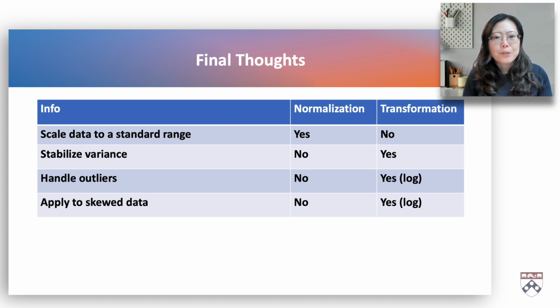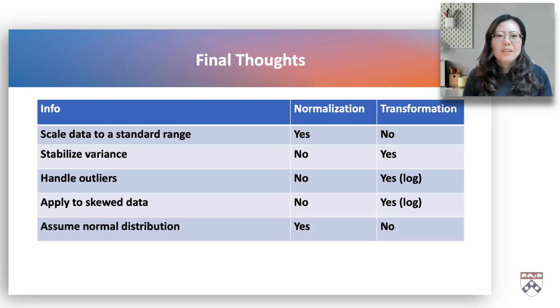Normalization does not handle skewed data distributions. Data transformation, like log transformation, is specifically designed to handle skewed data by reducing skewness and making the distribution more normal. Data normalization typically assumes that the data follows a roughly normal distribution. Data transformation can be applied more flexibly depending on the specific transformation used. Some transformations, like the Box-Cox transformation, are designed to make the data more normal distribution-like.